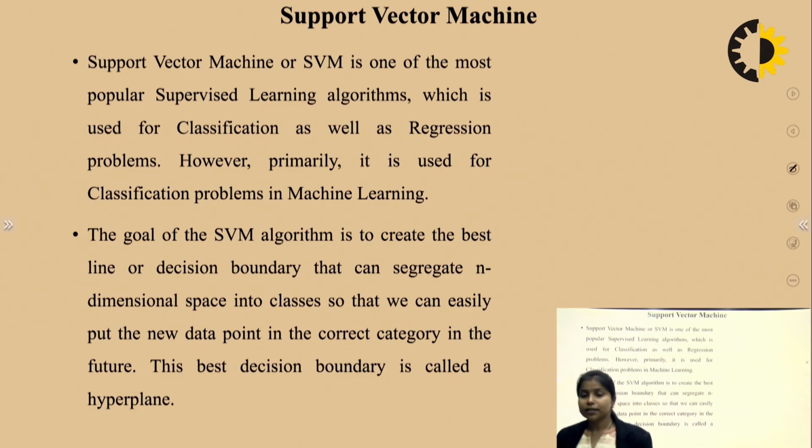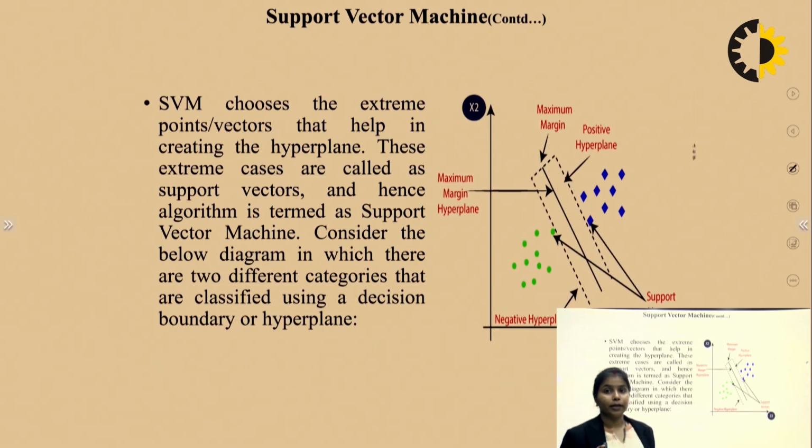So our next topic is the support vector machine. A support vector machine is a type of supervised learning algorithm which is used for classification or regression both, but mostly used for classification. It is used to separate two classes. The goal of the support vector machine is to create the best line or decision boundary that can segregate the two classes. The best decision boundary is called the hyperplane.